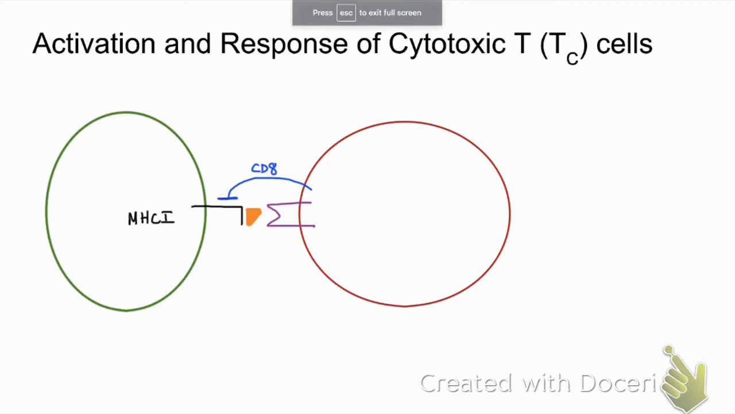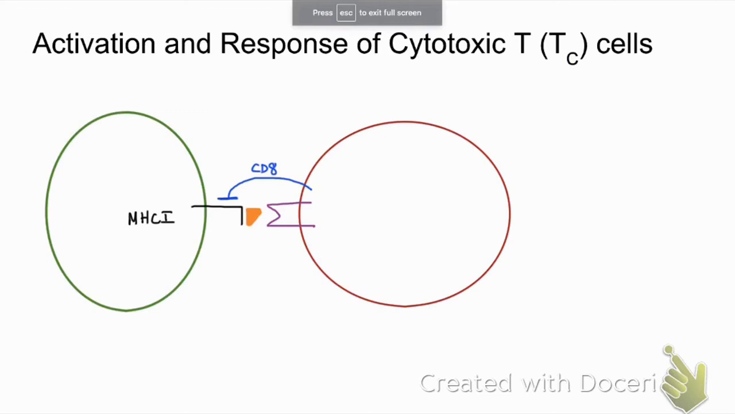Now, upon this activation, these cytotoxic T cells are going to begin to proliferate or divide rapidly, just like we saw with those T helper cells. Some are going to become memory TC cells, and some are going to become what we call cytotoxic T lymphocytes, or CTLs. And these CTLs are killers.